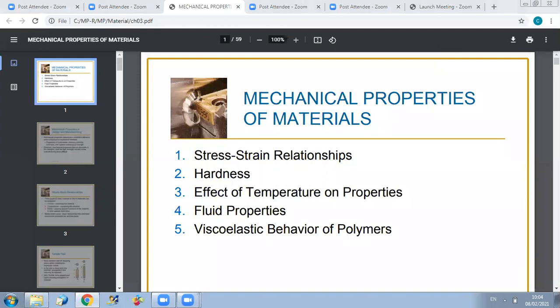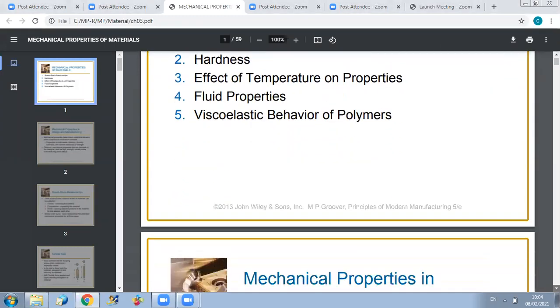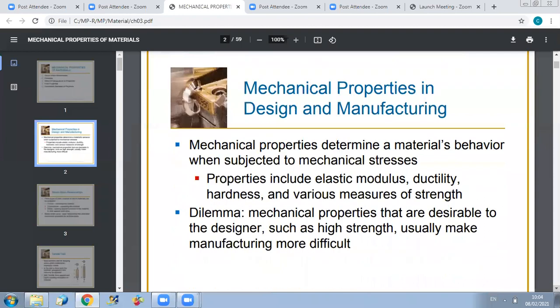And finally, we will talk about fluid properties and viscoelastic behavior of polymers. Now, to start with, the mechanical properties are very important to determine the material's behavior when subjected to mechanical stresses. And these properties include elastic modulus, ductility, hardness, and many other measures of strength of the material.